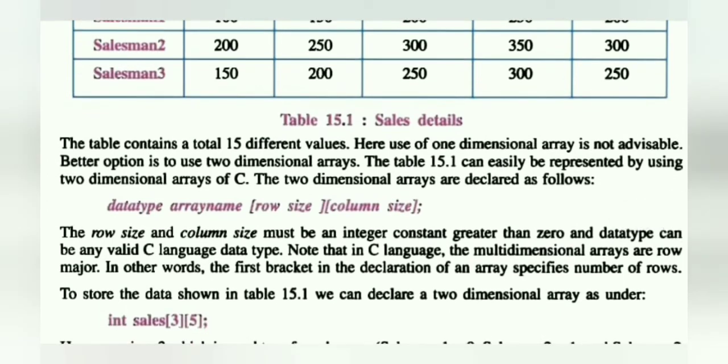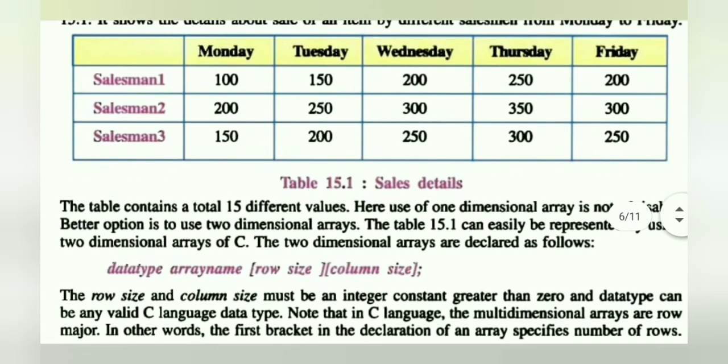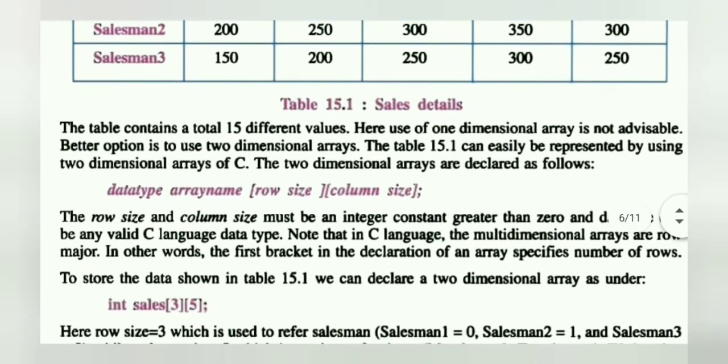Now this is the sales details table. The name of my array is sales, and how many rows do I want? 3 rows are required, so I have written 3 there. And how many columns do I need? 5. So in the column box I have written 5 and a semicolon. Like this we can declare the two-dimensional array. So let's discuss this 2D array practically.